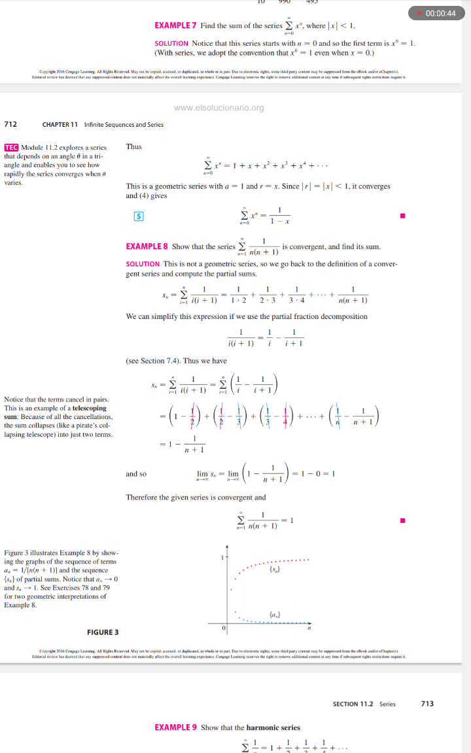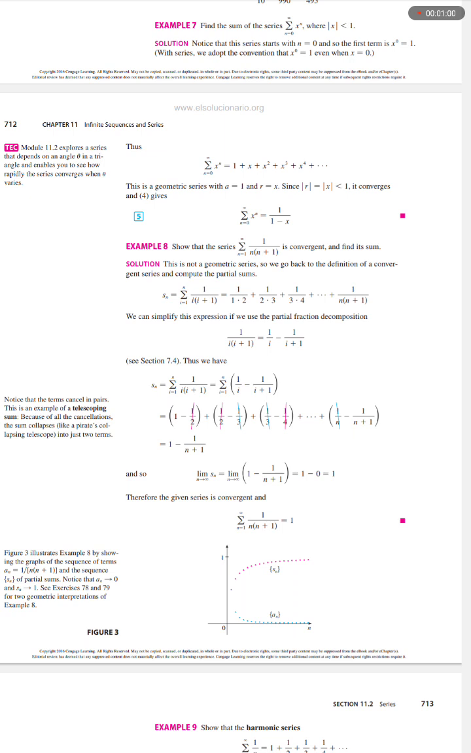Sidebar: Tech Module 11.2 explores a series that depends on angle theta in a triangle and enables you to see how rapidly the series converges when theta varies.